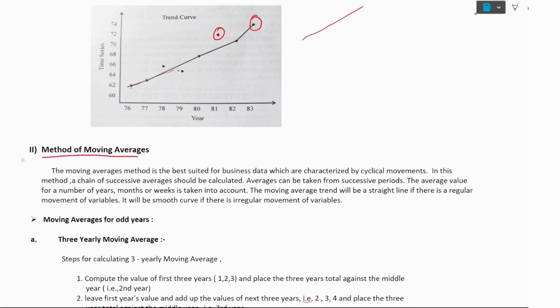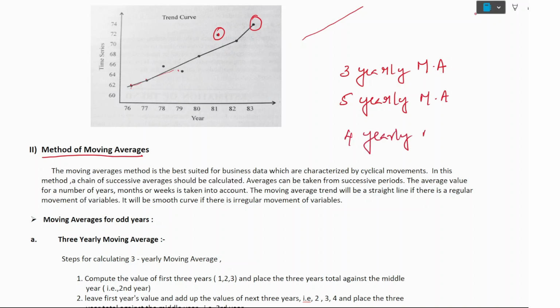Here mainly you need to learn the method of moving averages, that is of 3 types. First, the 3-yearly moving average, the 5-yearly moving average, and the 4-yearly moving average. A 3-yearly moving average means you are comparing 3 years and predicting. Therefore, this is for odd years. Now this is the 4-yearly moving average.